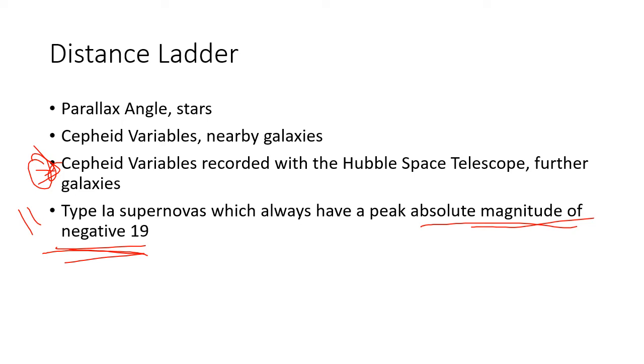We worked out that the type 1A supernovas always have the same absolute magnitude, and therefore we can then use much more distant type 1A supernovas, know that they're going to have an absolute magnitude of minus 19, measure their apparent magnitude, and calculate their distance. So this ladder, each bit of the ladder, depends on the previous one.